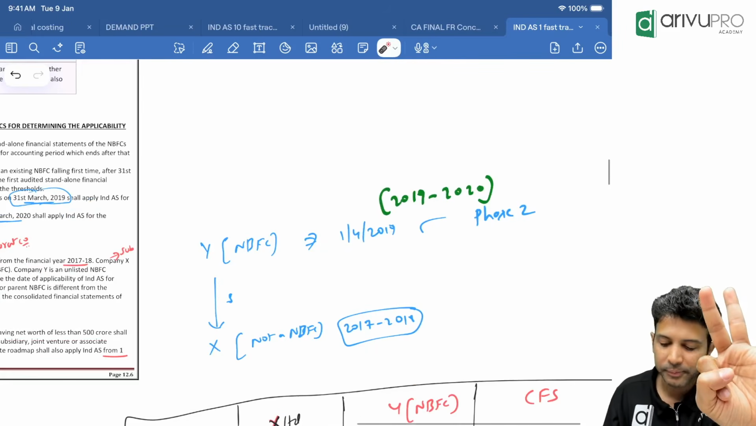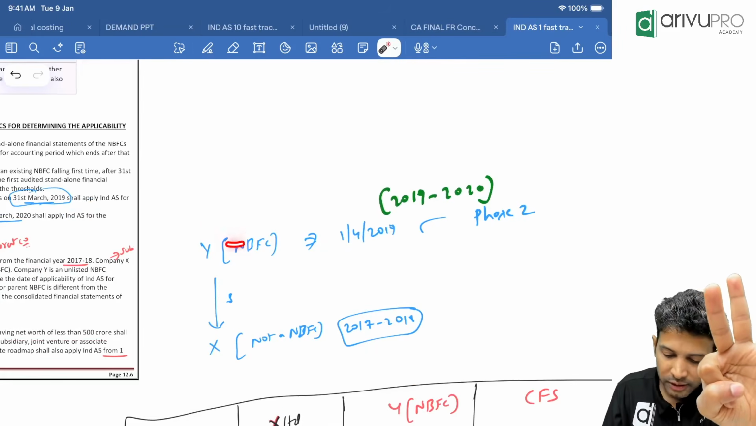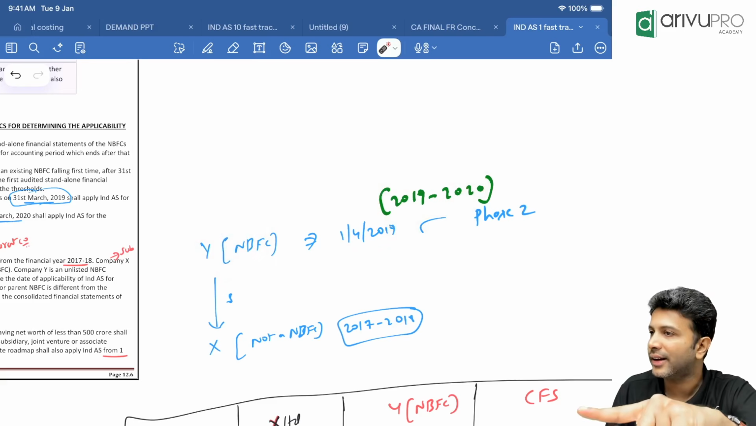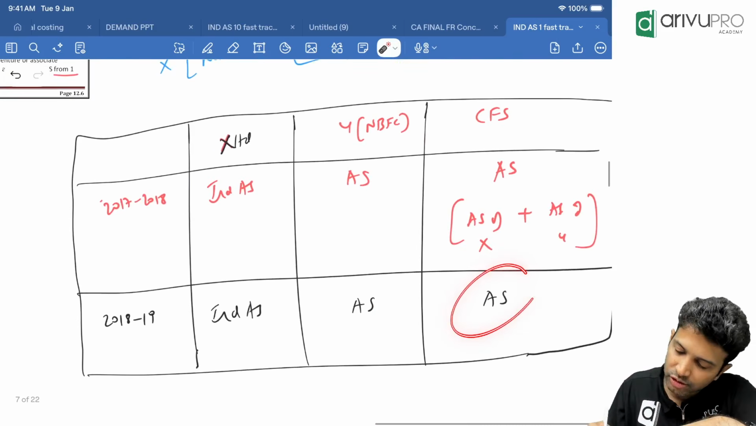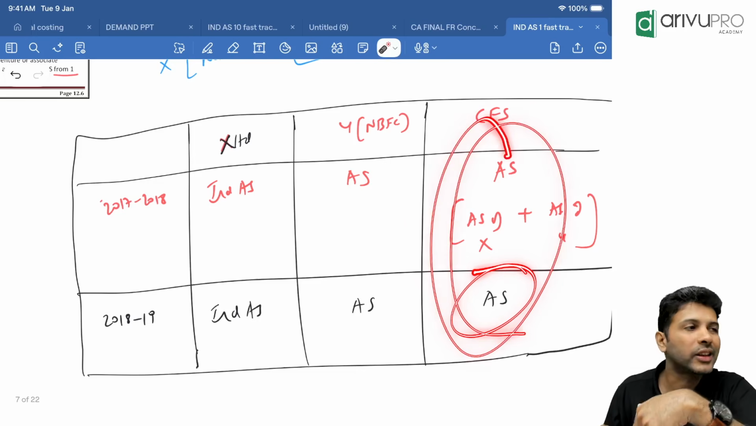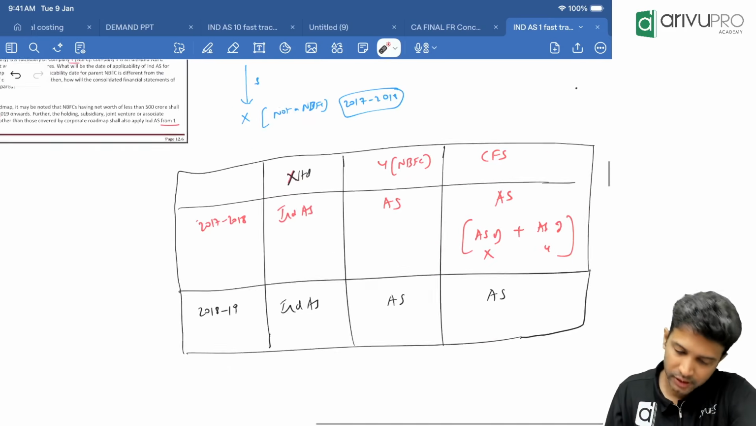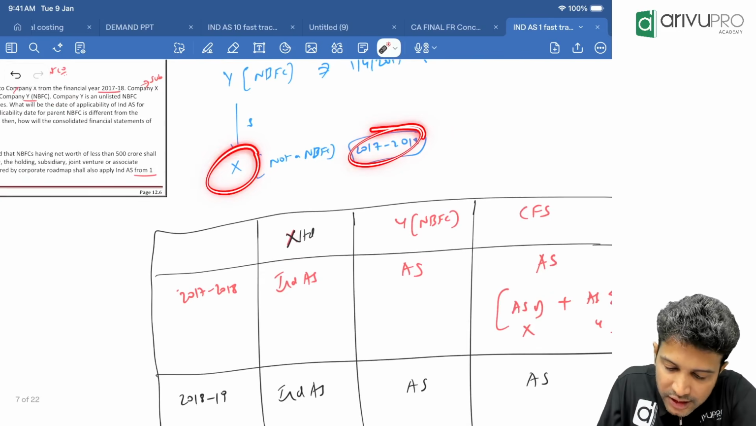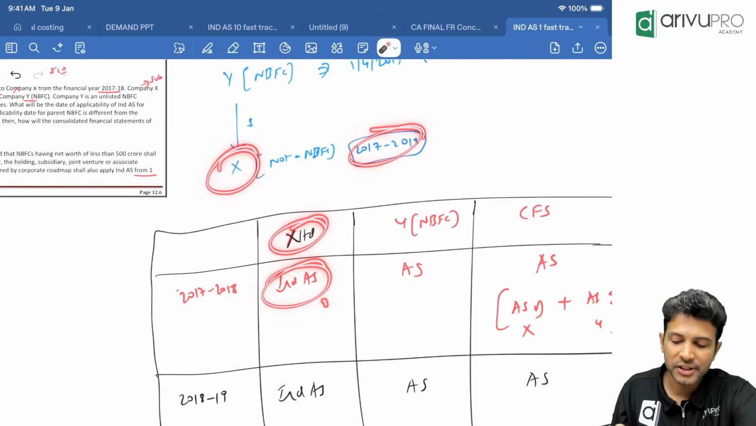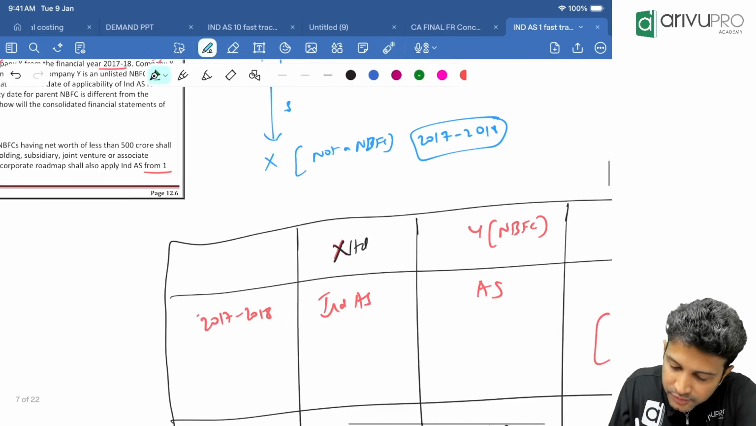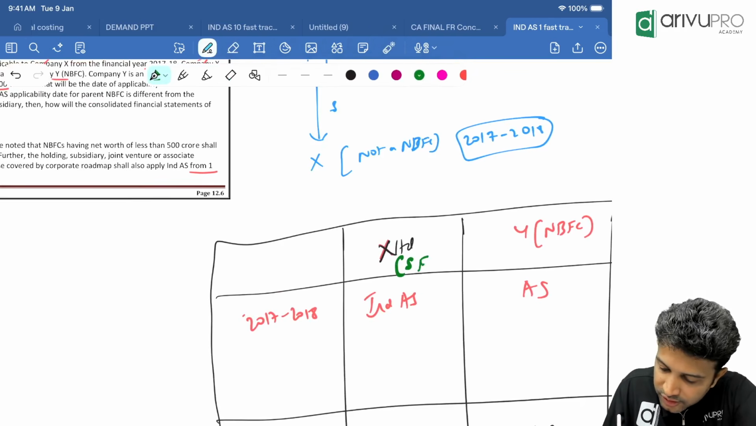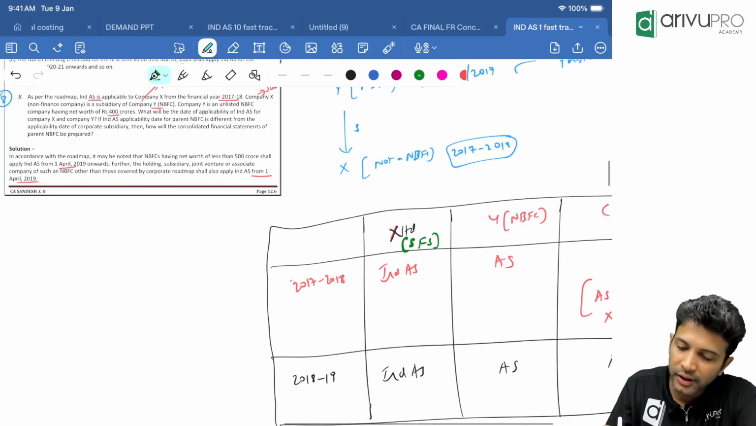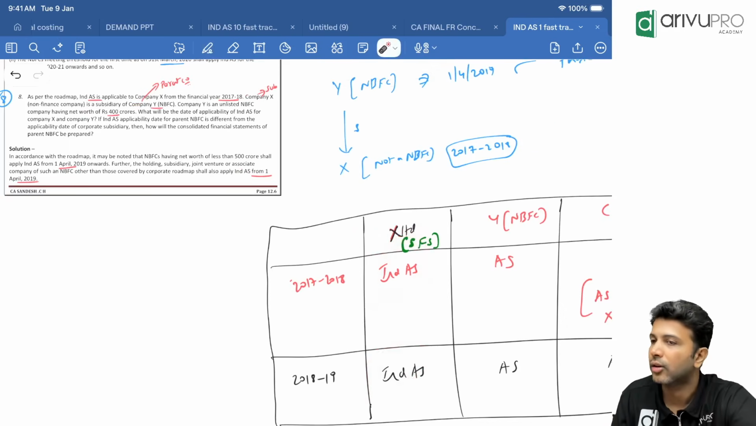What about 18-19? Parent is applying Ind AS only from 19-20. That means for 18-19 also, you will prepare CFS as per AS. This is CFS. This is what they've asked. What about separate financial statement? From 17-18 onwards, X Limited has to apply Ind AS. So X Limited's SFS, its separate financial statement, will be as per Ind AS from 17-18 and 18-19 onwards, because from this year only it has to follow Ind AS.